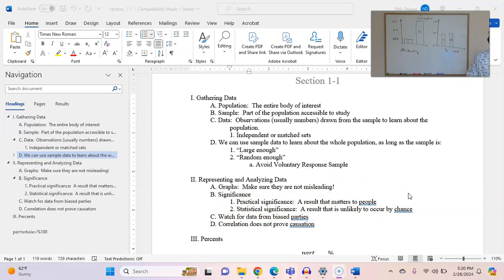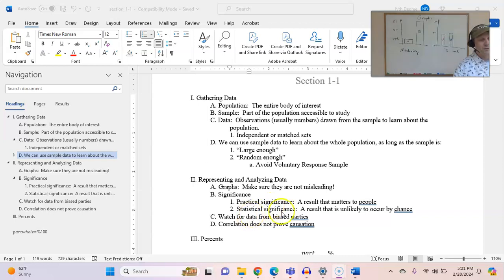If you're looking at weight loss programs, if one program can offer a weight loss of 20 pounds, wow, that's practically significant. That would really change my lifestyle. Statistical significance means something different. That's really more important to statisticians than to ordinary folk.